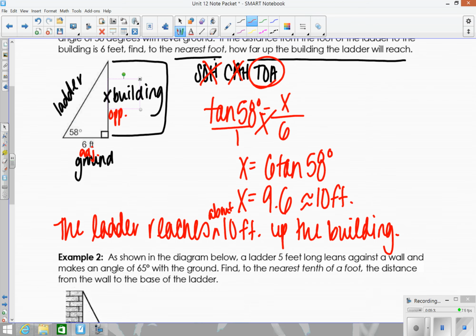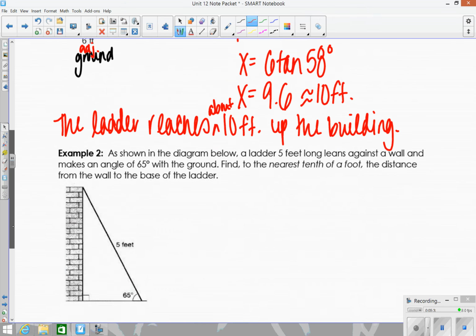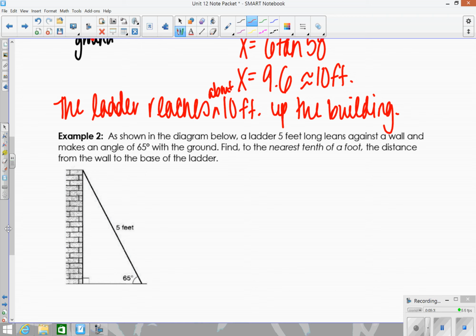So that's the answer to that one. So looking at this next example, now we have a diagram where we have another ladder that's 5 feet long. So this is the ladder again. It's leaning against a wall and it makes an angle of 65 degrees with the ground. Find to the nearest tenth this time the distance from the wall to the base of the ladder.